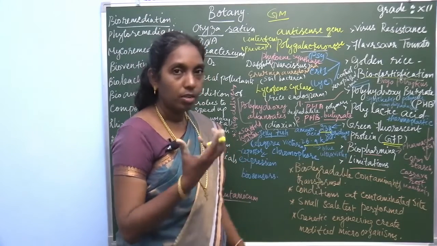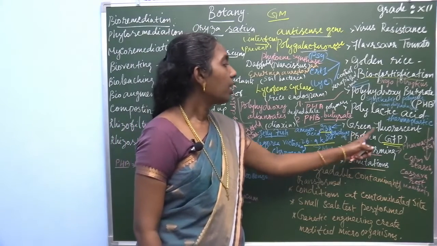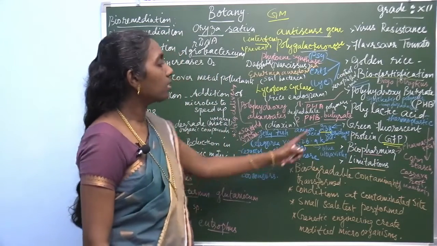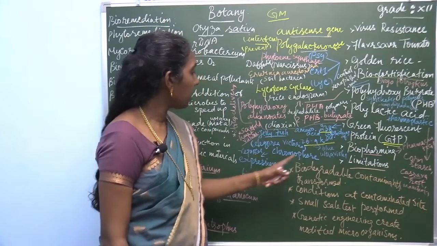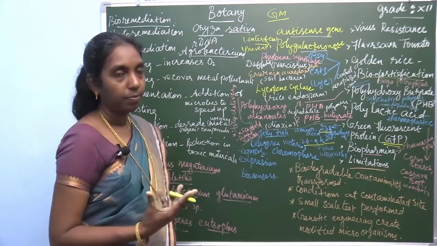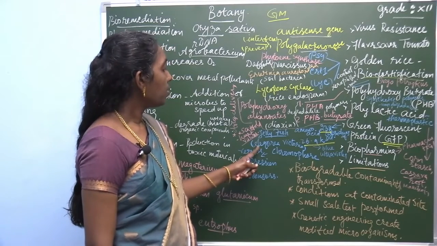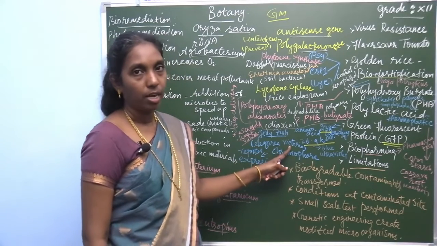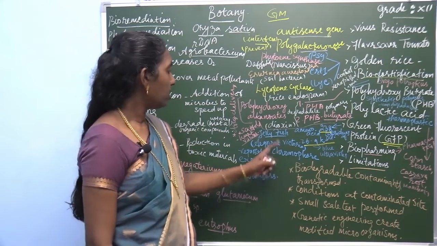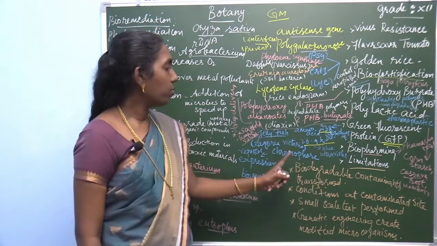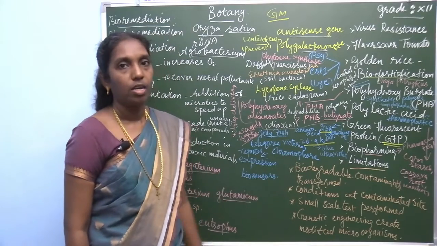It exhibits green fluorescent light. What's the use of this? This protein is derived from a jellyfish. The scientific name of the jellyfish is Aequorea victoria. So, this produces a chromophore.